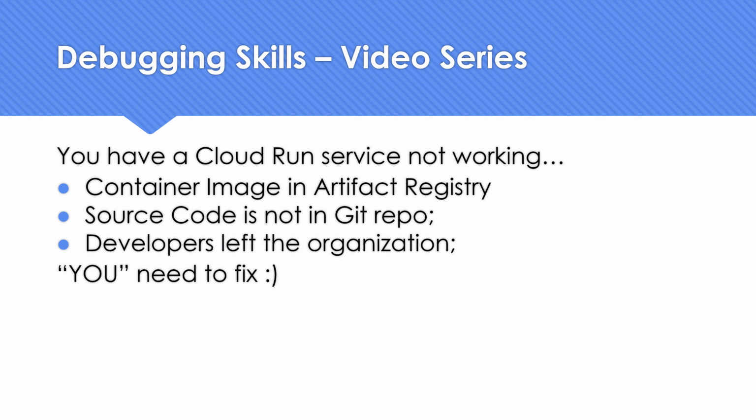Assume there is a Cloud Run service which has been deployed and it is having some errors. The image is in the container registry, which is the only satisfying thing in this case. The source code is not in the Git repository, a bad design, so good agile practice and software methodology have not been followed. That is the reason the code is not pushed into the Git repository. The developers have left the organization, so there is no support. The only thing available is the image in the artifact registry. That is the current scenario.